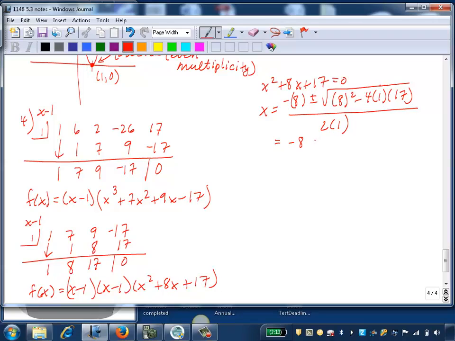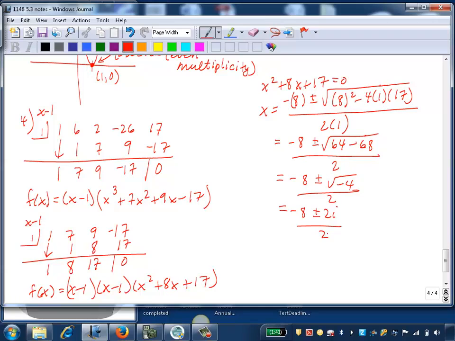So we can simplify here. So negative 8 plus or minus square root. So we've got 8 squared, 64, minus 4 times 1 times 17, which is 68. And then 2 times 1 is 2. So we've got negative 8 plus or minus square root of negative 4 over 2. And we remember our square root of negatives, that's where we get the imaginaries. So this is going to become negative 8 plus or minus 2i over 2. And we can reduce that, divide the negative 8 by 2 and get negative 4, and divide the 2i by 2 and get i. So this means our remaining two zeros are negative 4 plus i and negative 4 minus i.